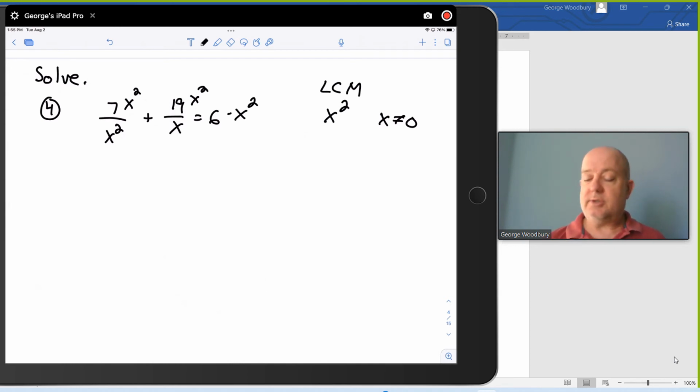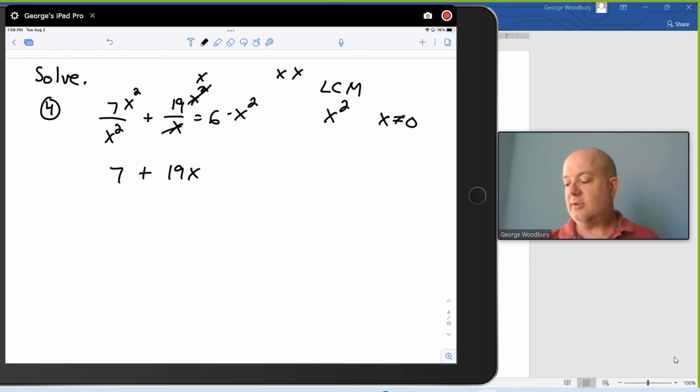In the first fraction, dividing out the x squareds leaves me with just 7, plus x divided into x squared leaves x, so that's going to be plus 19x. Think of it this way: you have x times x on the top, you've got x on the bottom. Divide out one of those x's. On the right-hand side, that equals 6x squared.